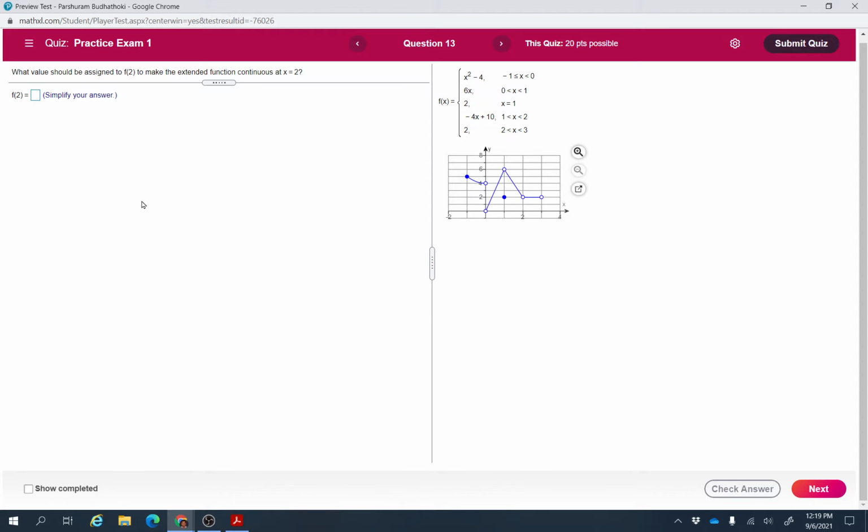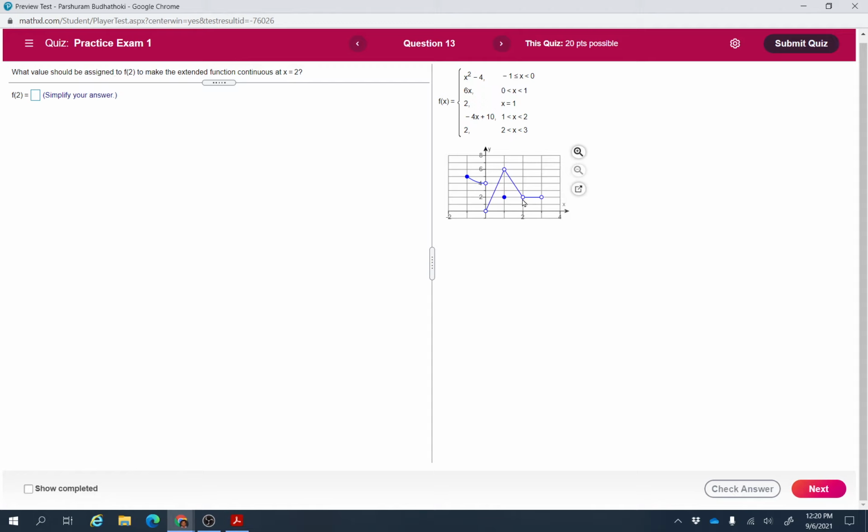Okay, find the value of the function at 2. So look at the graph. What happens at 2? At 2, for the value of the function, there is a circle. So for what value of the function at 2 would this graph be continuous? What value should be assigned to f of 2 to make the extended function continuous?